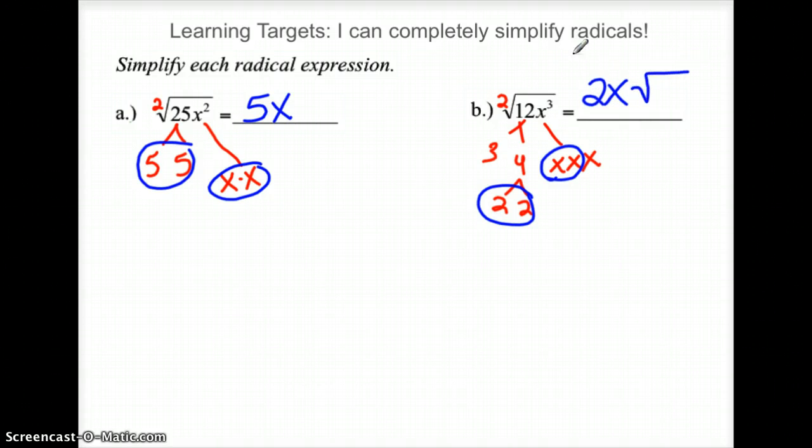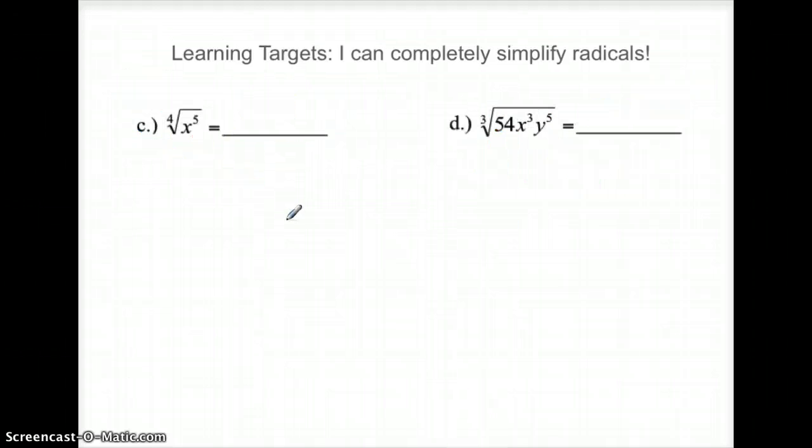What goes back in the house? What was left over, left behind? This 3 and this x. So under our square root house, we would have 3x. Nice, getting jiggy with it. All right. Few more here.